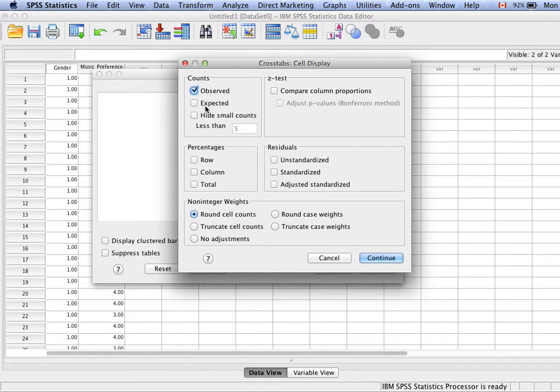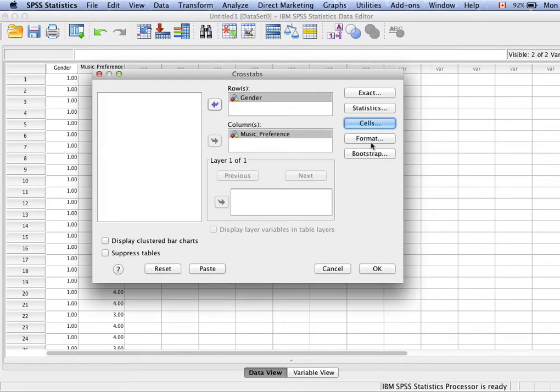However, if you do want to see what the expected count is for each cell, we can also click this. And then in order to get our residuals, so in order to test whether or not there is a significant difference between the observed and the expected, we will click on standardized. And just to make sure the language is consistent between the lecture and SPSS, expected is the equivalent of model. Okay, so this is what the model is estimating. So we'll click OK here.